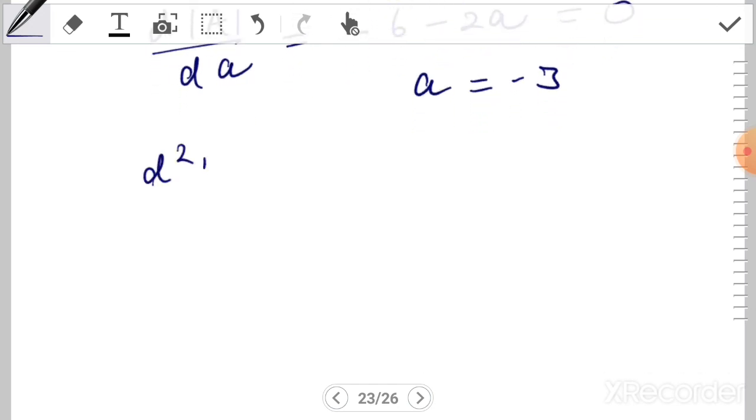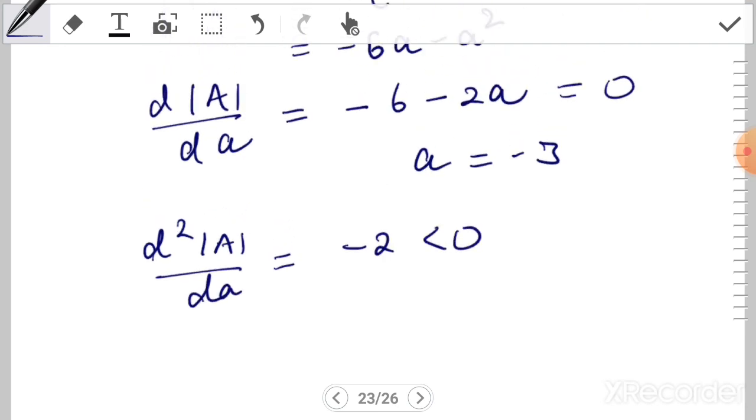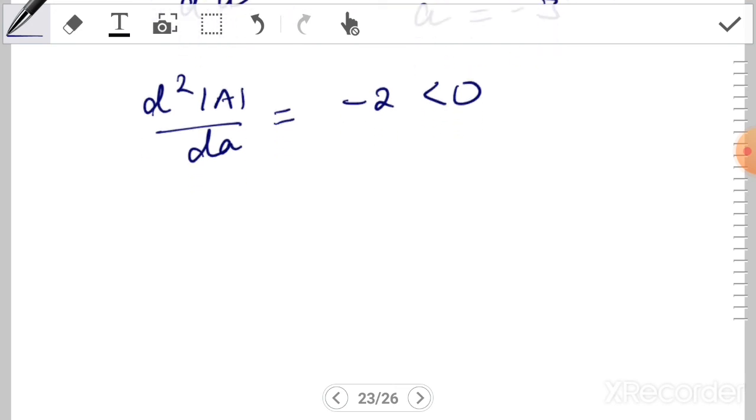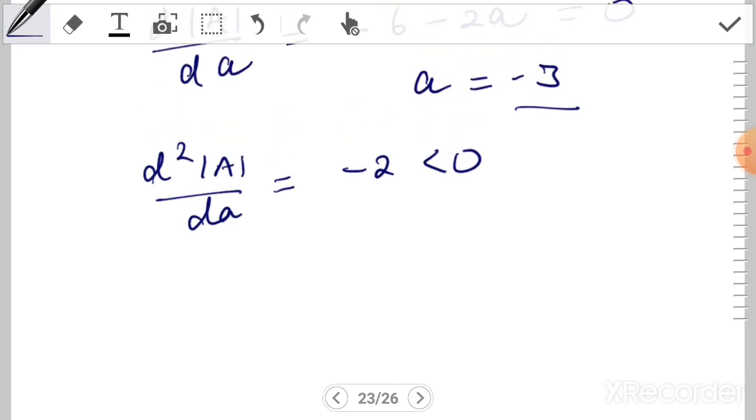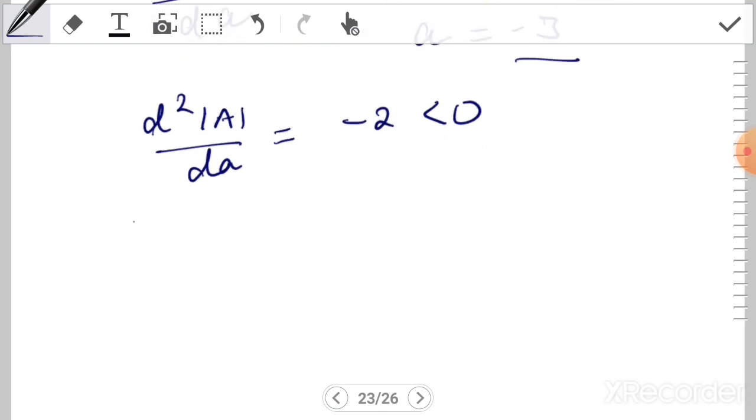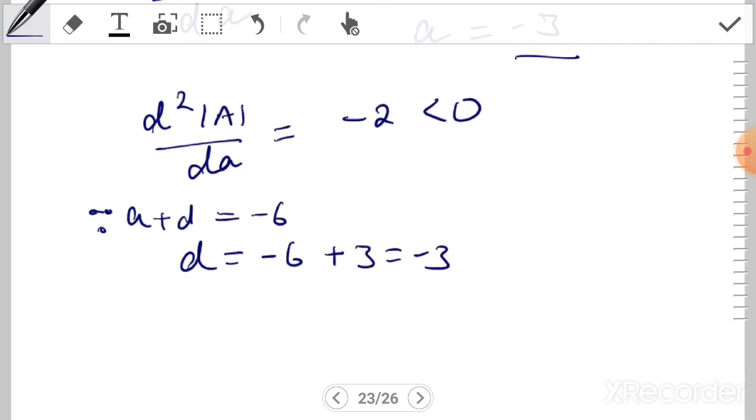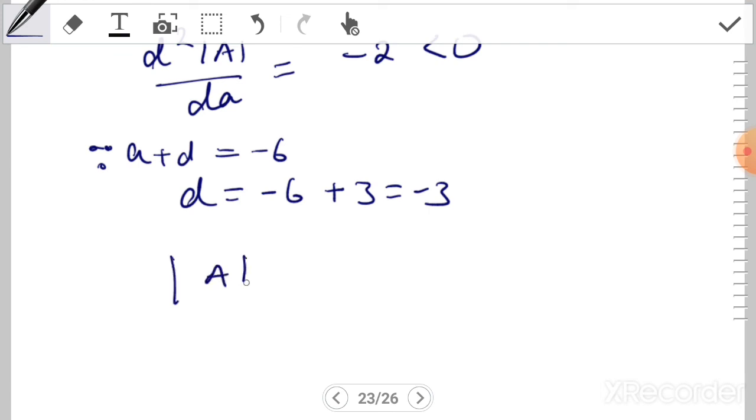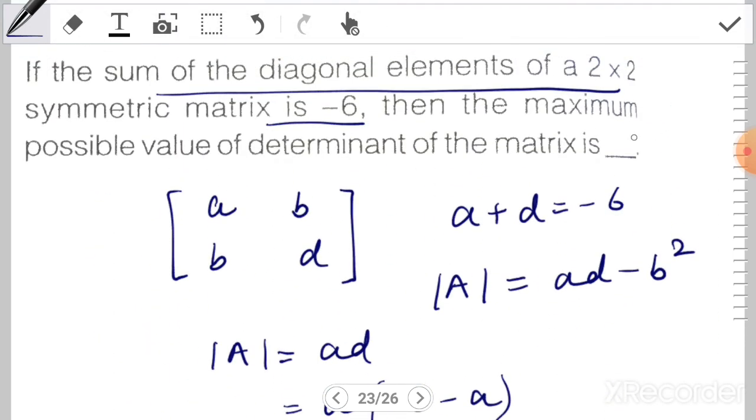Now d square by da square, we have minus 2, which is always negative. That means we have a maximum at a is equal to minus 3. Since a plus d is equal to minus 6, the corresponding value of d will be minus 6 plus 3, which is minus 3. Now the maximum value of the determinant is a into d, which is minus 3 into minus 3, which is 9. Yes, so 9 is the right answer. Now let us go to the next problem.